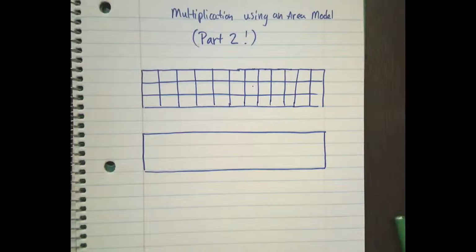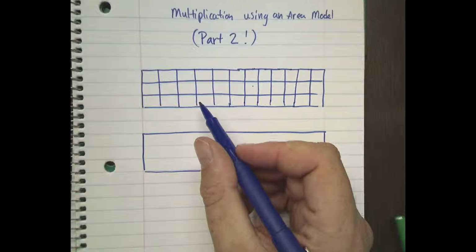So this one takes it to the next step and brings us into really using the area model when we're talking about multiplication and really kind of making the steps a little bit easier for us. So let's talk about our grid right here.